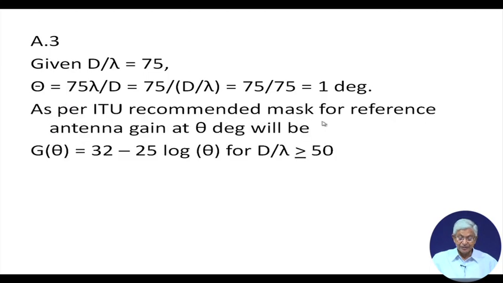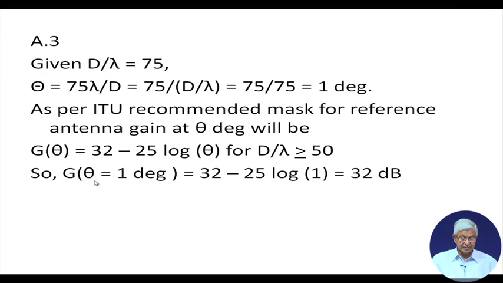Now, as per the ITU recommendation, this is the mask for the reference antenna gain at theta degrees: G theta is equal to 32 minus 25 log theta, and this is valid for D by lambda equal to or greater than 50. In our case it is greater than 50, given as 75, so we will use this expression. Theta is already found out, so we put the values: theta equal to 1 degree, 32 minus 25 log theta, and for theta I put 1. So, this term goes to 0, and we get 32 dB, which means the correct answer is D.